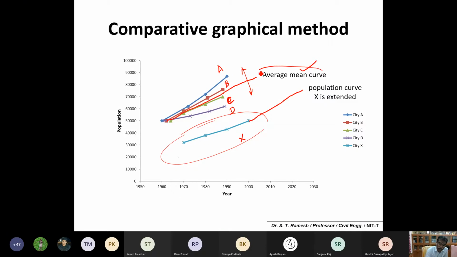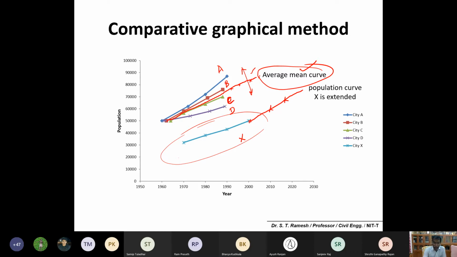So please make a note of this, it is important. You draw an average mean curve of these 4 cities. You take an average of A, B, C, D with respect to the individual years, 1960, 70, and 80, and you get an average curve. Extend that average curve into the future, and the same trend can also be extended for the new city as well. Thereby you can project the population in a similar manner.